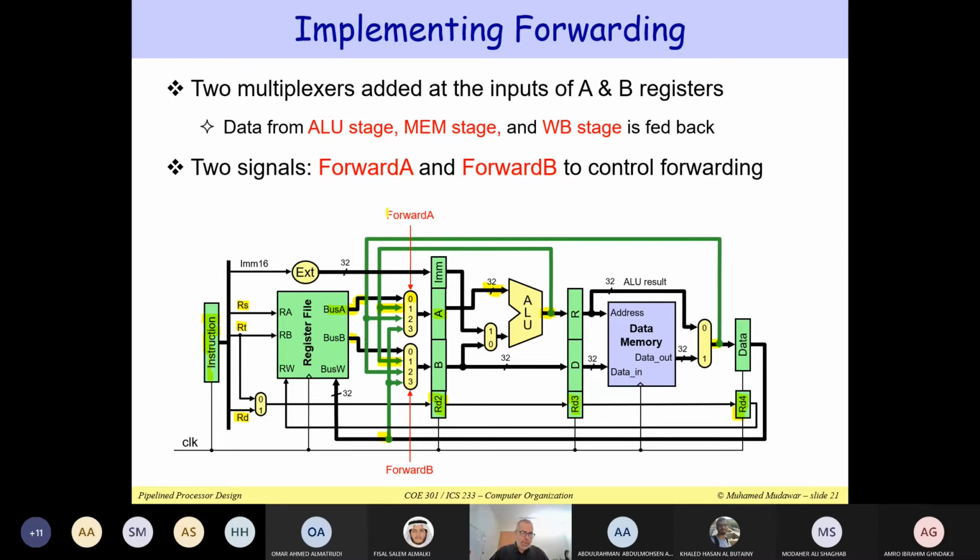So the first one is called forward A. It has 4 possible values. So my select here consists of 2 bits. So either 0, 0, or 0, 1, or 1, 0, or 1, 1. So these are the 4 possible inputs to this multiplexer. The same thing for forward B. So now we need to generate forward A and forward B to control the selection for these 2 important multiplexers that will implement forwarding.